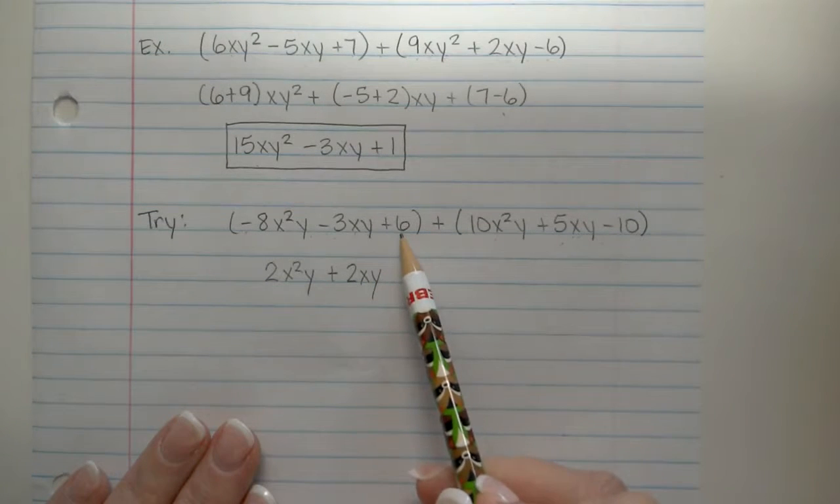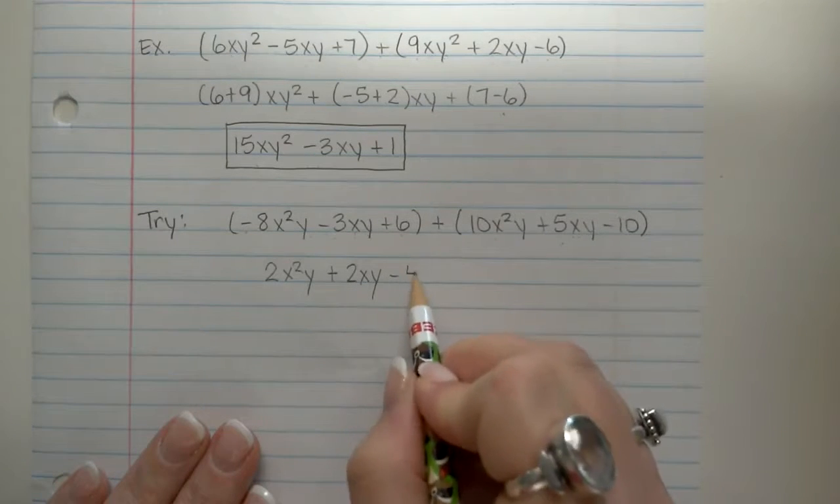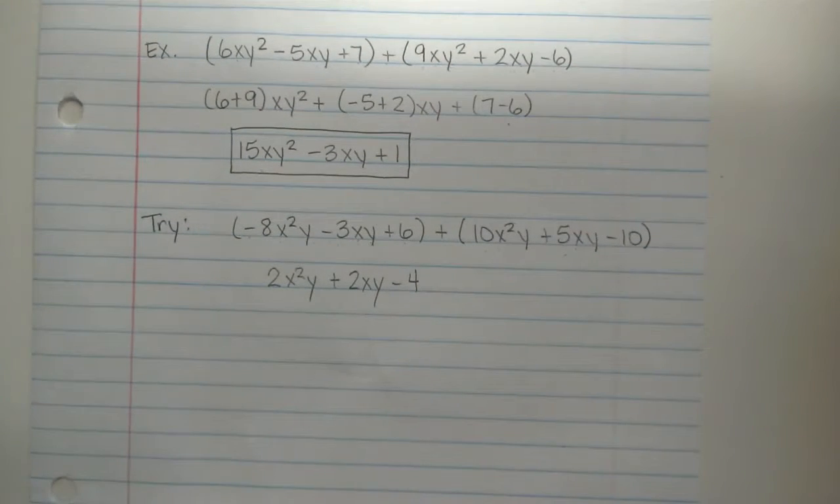Then we look at our constants, a positive 6 and a negative 10. It's the same as saying 6 minus 10. And so the answer is 2x squared y plus 2xy minus 4.